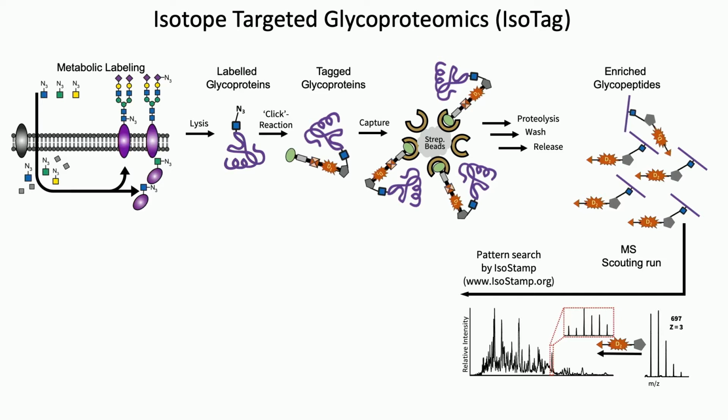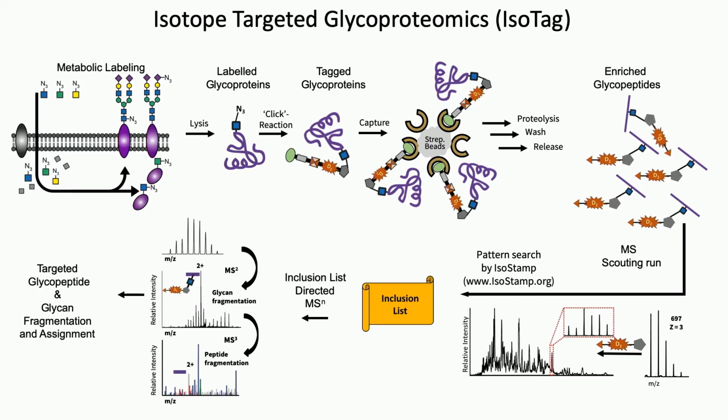The website is www.isostamp.org. So the data get processed with this computational program to generate what's called an inclusion list. And this is a list of all the glycopeptides that were found and precisely where they elute on the HPLC. Then we can do a second analysis of the same sample, and we know exactly where to look for the glycopeptides. And the mass spectrometer can fragment them once or even twice to figure out exactly the sequence of the peptide and the sequence of the glycan that's attached to it.